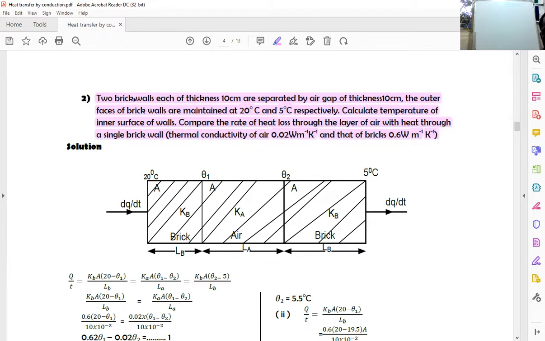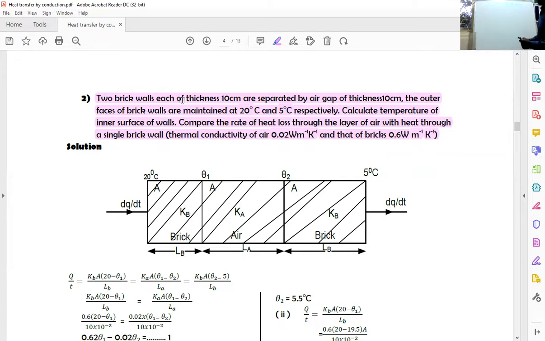So the question is: two brick walls, each of thickness 10 millimeters, are separated by an air gap of thickness 10 centimeters. The outer faces of the brick walls are maintained at 20 degrees Celsius and 5 degrees Celsius respectively. Calculate the temperature of the inner surface of the walls and compare the rate of heat loss through the layer of air with heat through the single brick wall.